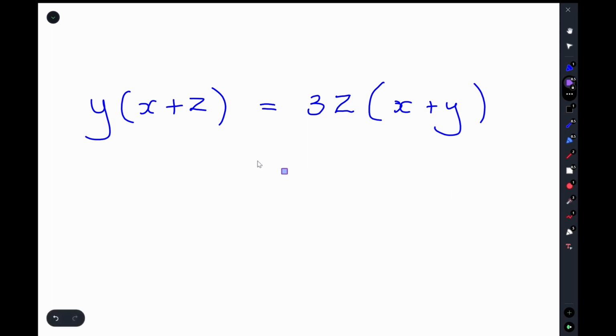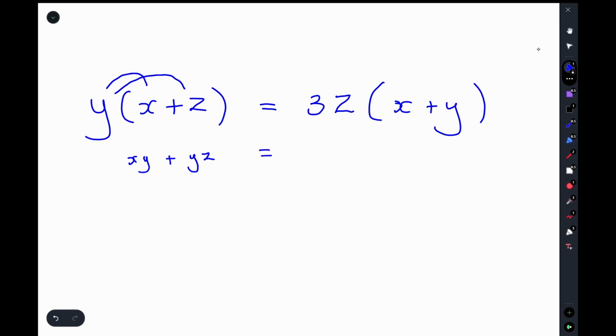So we want to continue today with subject of the formula involving terms within brackets. So here we want to make x the subject of the formula, and we have x here and here, right? Two different terms. So the first thing we want to do in this case is expand our brackets. When we do that, we get y times x, which is xy. Want to put terms in alphabetical order, and then y times z, which is yz.